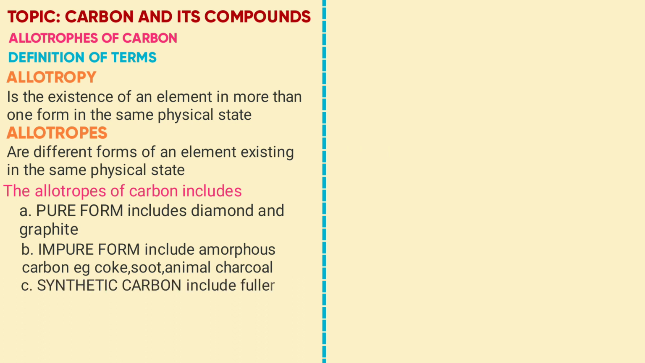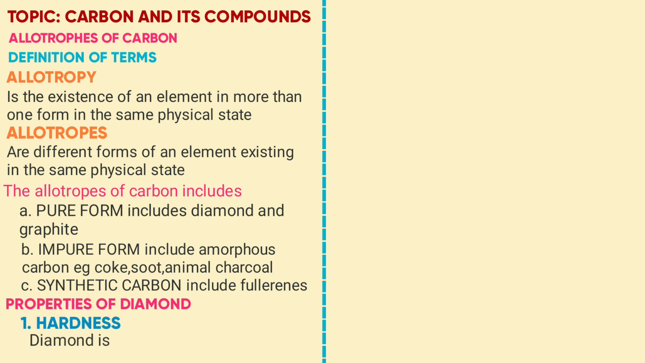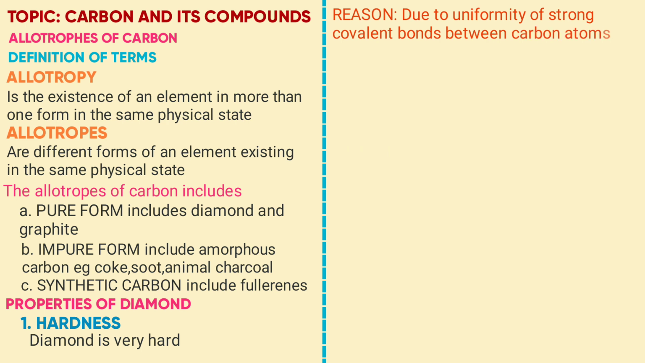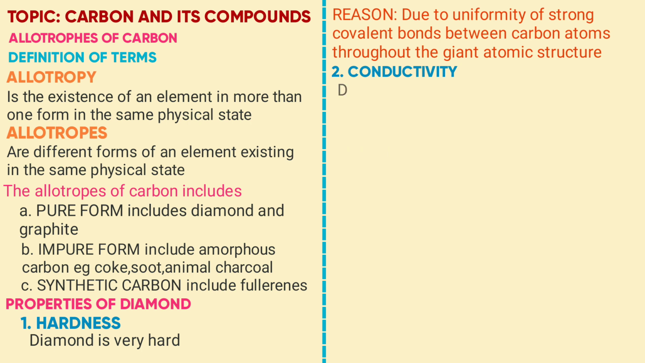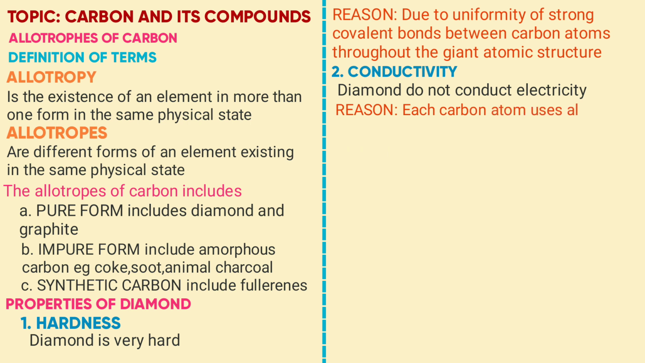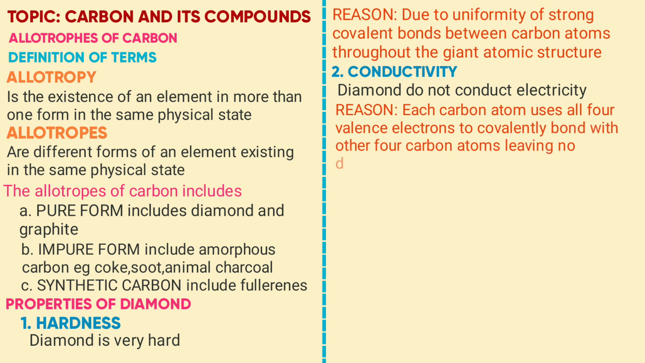Now next we want to look at the differences in properties of diamond and graphite. First, we start by looking at diamond. Property number one is hardness. Diamond is very hard. Reason: due to uniformity of strong covalent bonds between carbon atoms throughout the giant atomic structure. Property number two, conductivity. Diamond does not conduct electricity. Reason: each carbon atom uses 4 valence electrons to covalently bond with 4 other carbon atoms, leaving no delocalized electron.